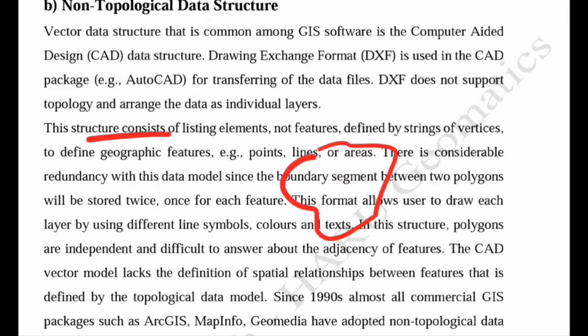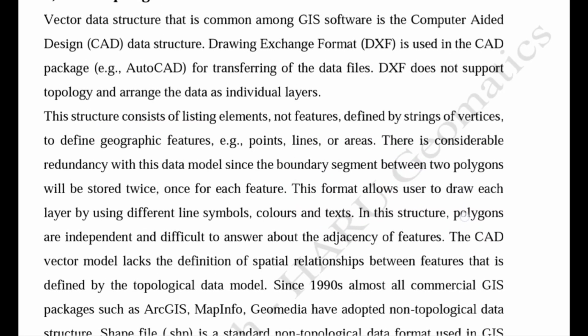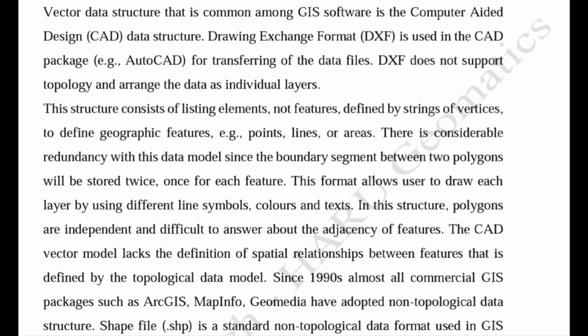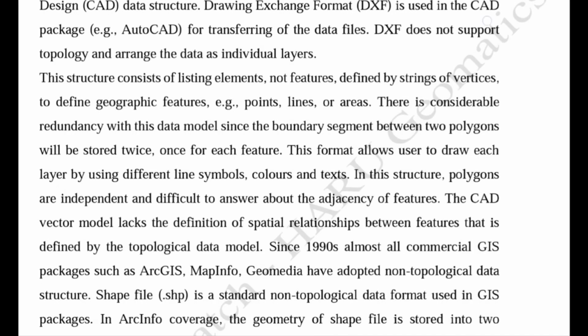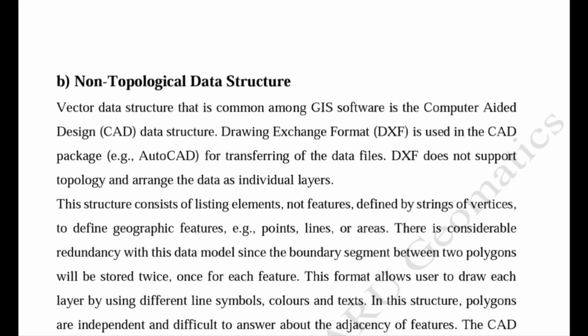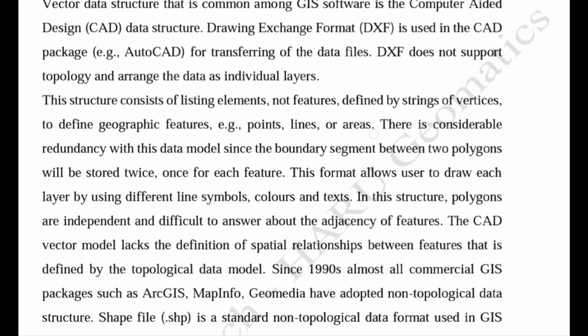All the geographic features are stored in the form of points, lines and areas or polygons, but they are stored separately and are not linked with each other. Means there is no special relationship in this data structure format. There may be redundancy, like some boundary segments that are common between two polygons are stored twice, once for each polygon, as we have seen in the diagram. Two polygons are connected with each other, so the common line is stored twice.